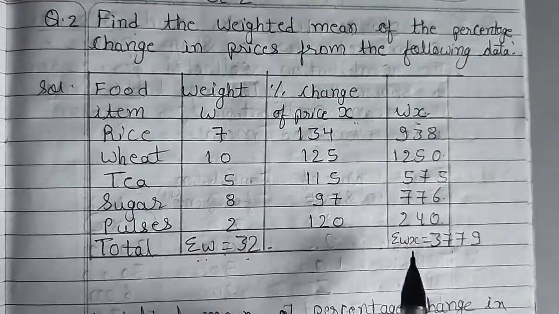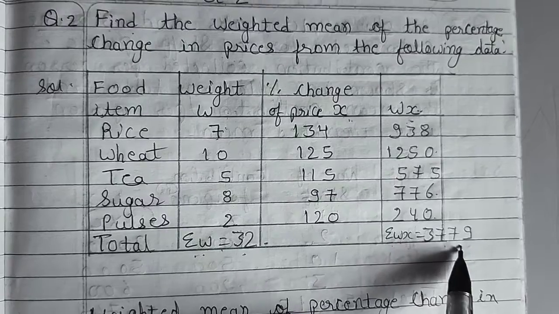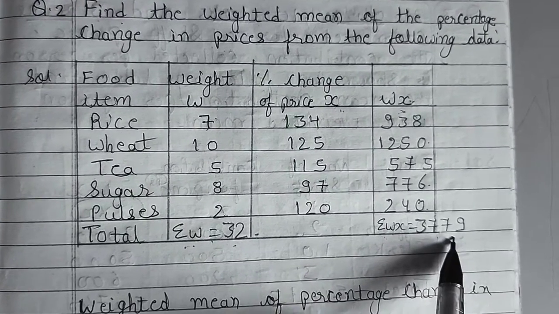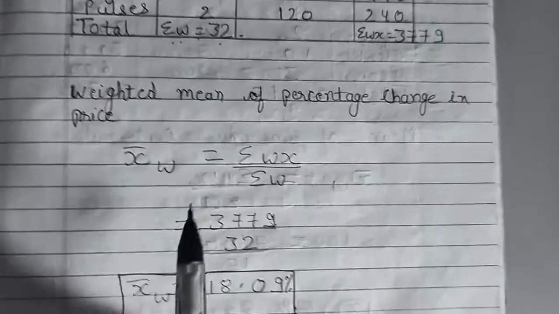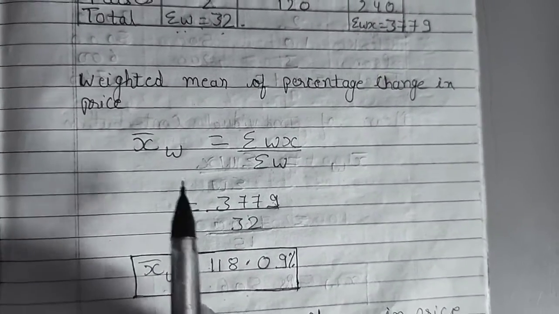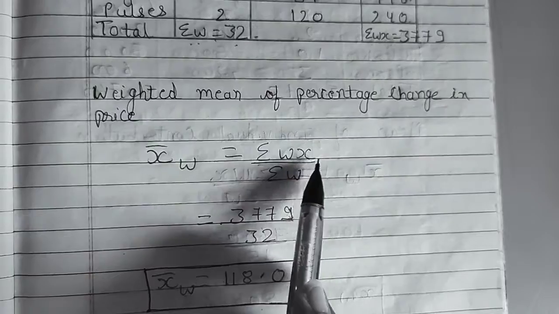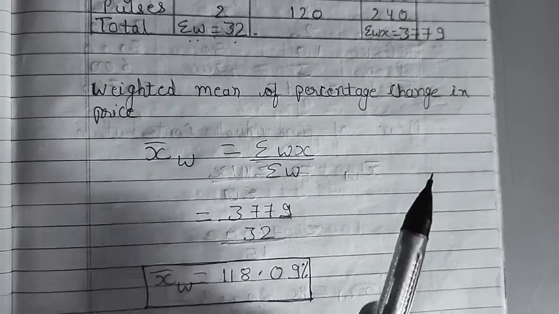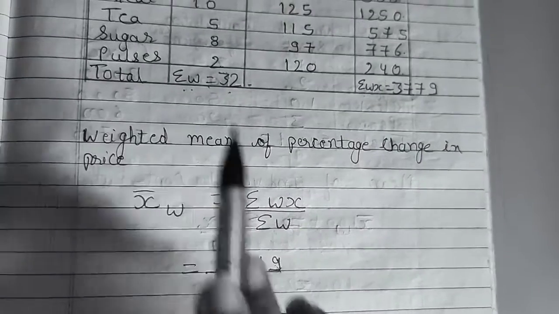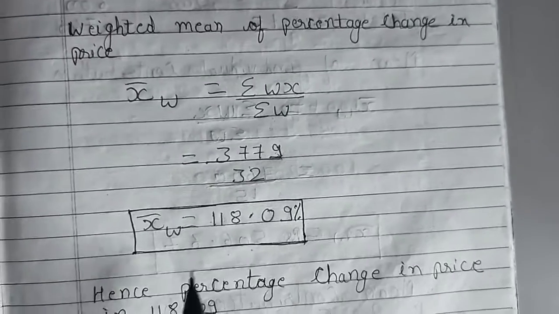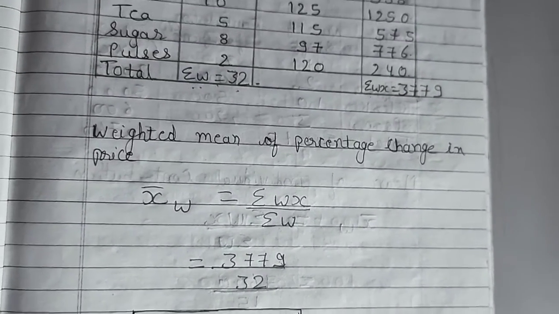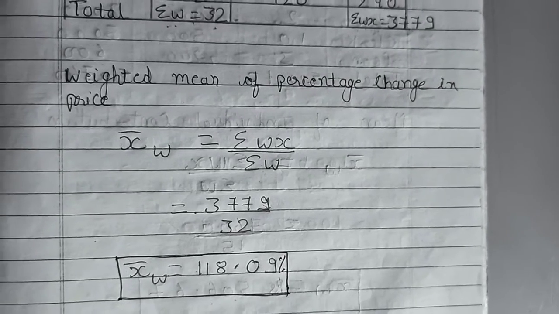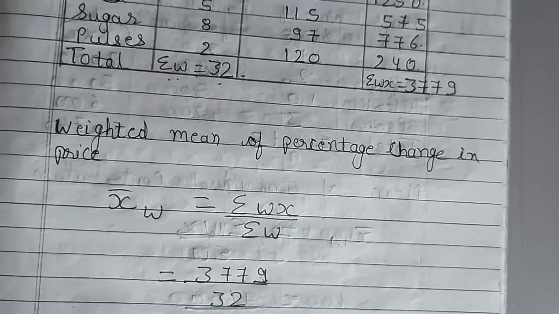Now do the total of your sigma wx column, that is 3779. And sigma w total is 32. So weighted mean of percentage change in price is, weighted mean is equal to sigma wx upon sigma w, that is 3779 divided by 32. So we'll get 118.09. So hence percentage change in price.